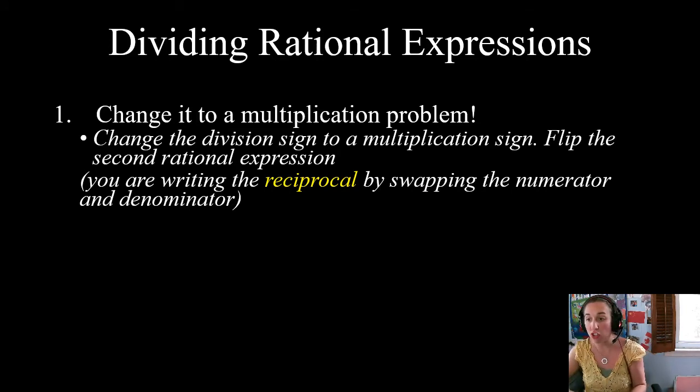When you have a fraction, like, for example, 3/8, the reciprocal of 3/8 is 8/3. You literally just take what's in the numerator and put it in the denominator, and take what's in the denominator and put it in the numerator. You flip it, okay? You swap it. So you're writing the reciprocal of the second rational expression by swapping the numerator and the denominator.